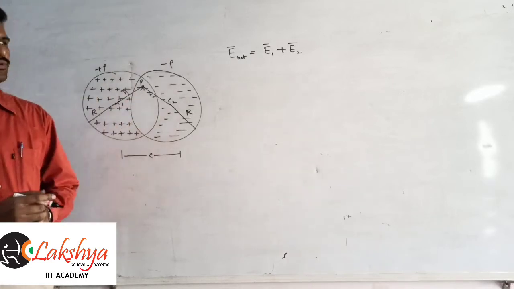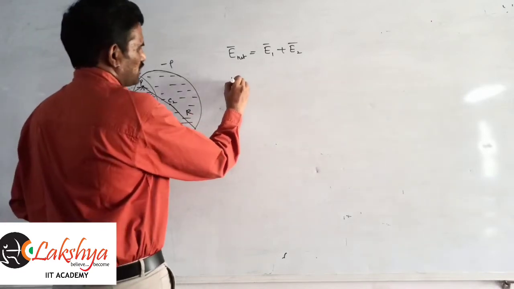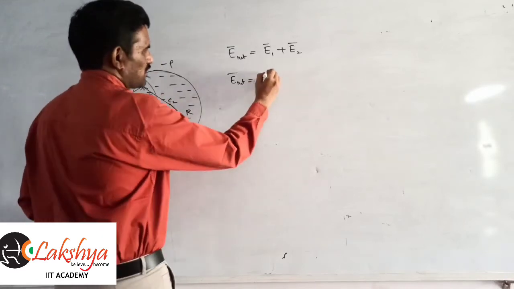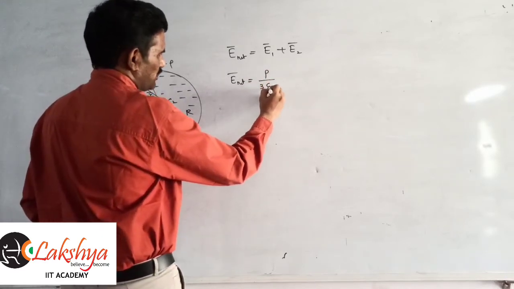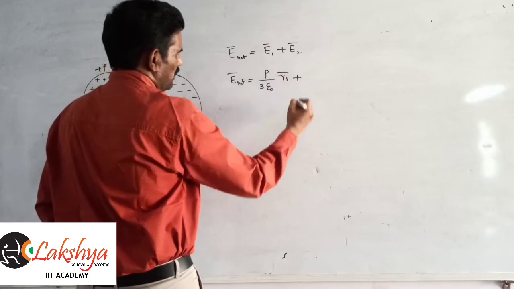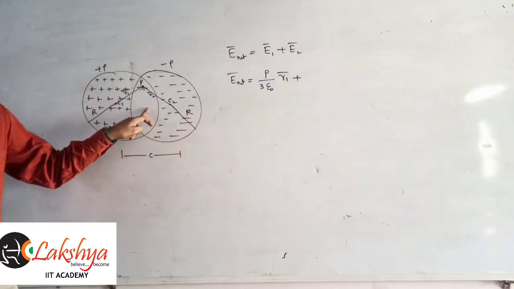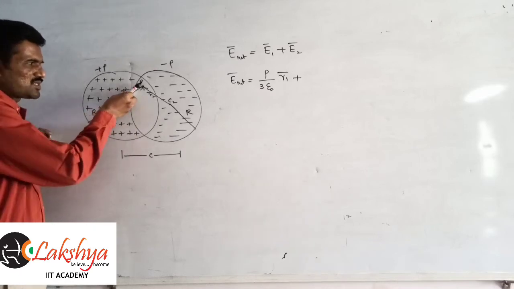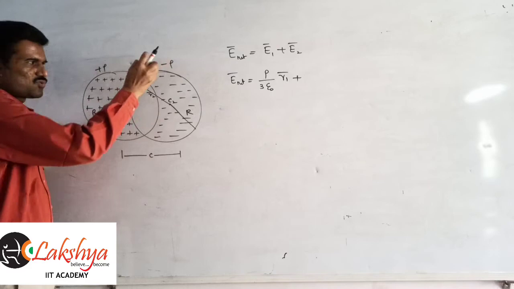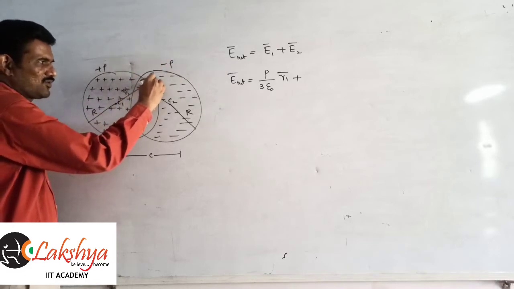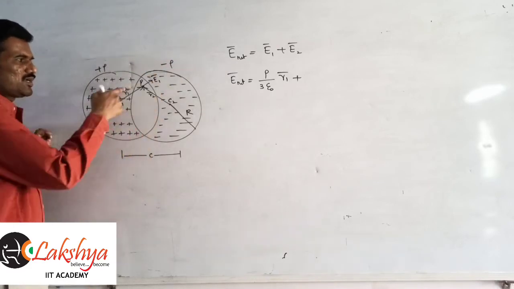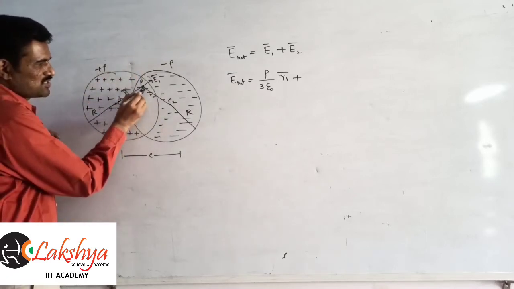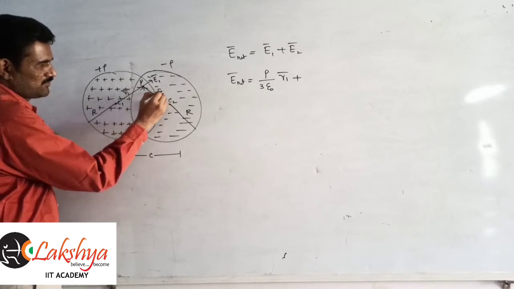So the net electric field is equal to, again the same formula, rho by 3 epsilon naught into R1 bar, plus, now this is the negative charge density. Why are we writing negative? Due to the positive charge density, the electric field will be along this direction only. Like I can represent E1 like this. So E1 and R1 bar are both in the same direction. But the electric field due to the negative charge density, E2, will be directed like this.